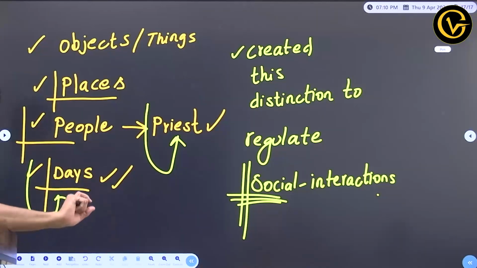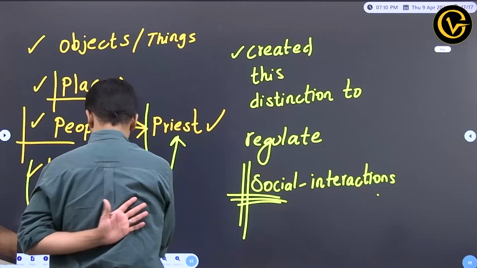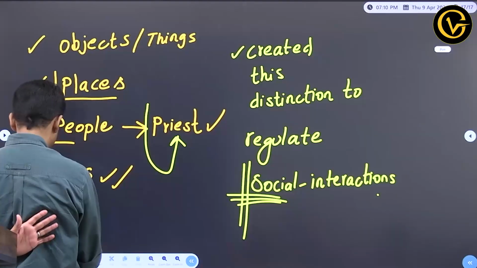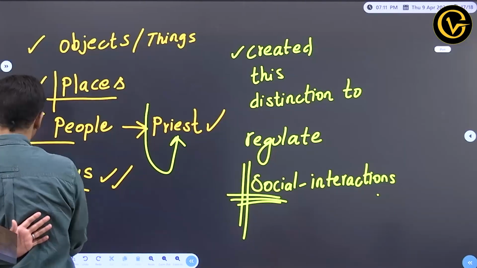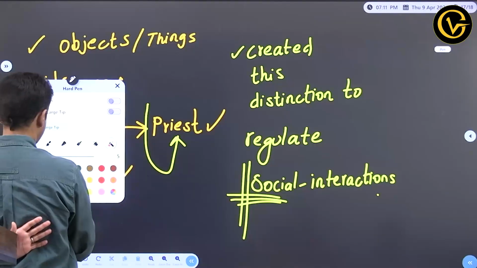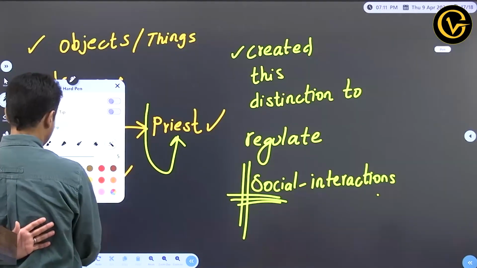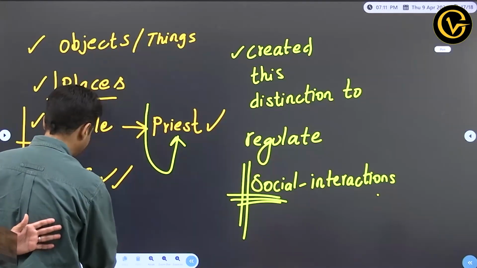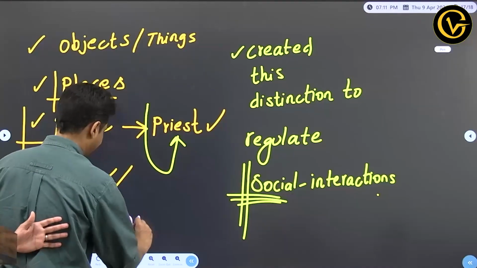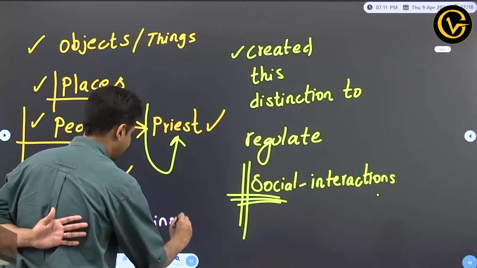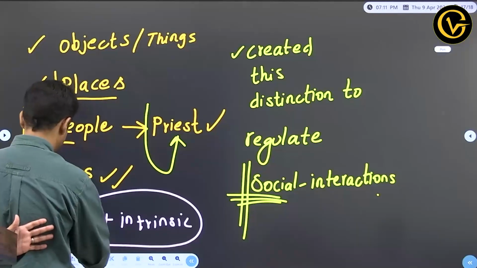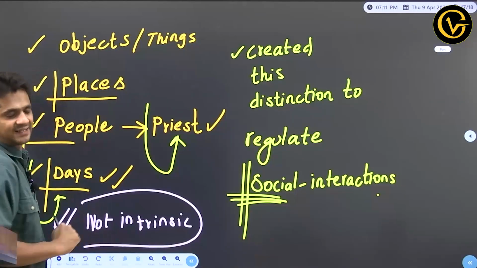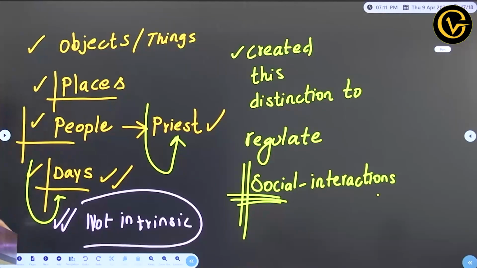So the sacredness is not intrinsic to them. Intrinsic means they are not born with that sacredness. Society gave that sacredness. Okay, try to understand that point. Sacredness is not intrinsic.